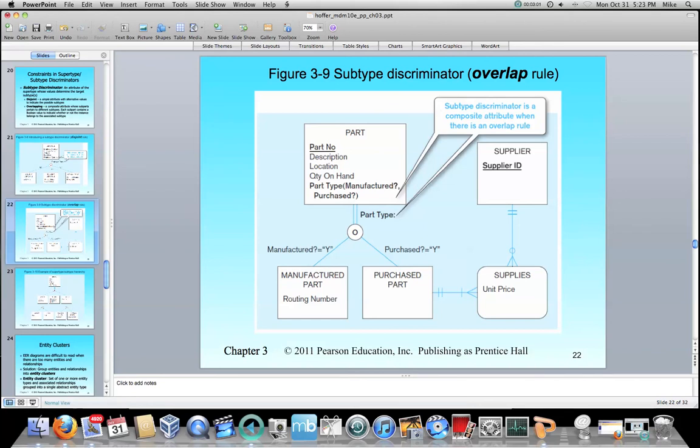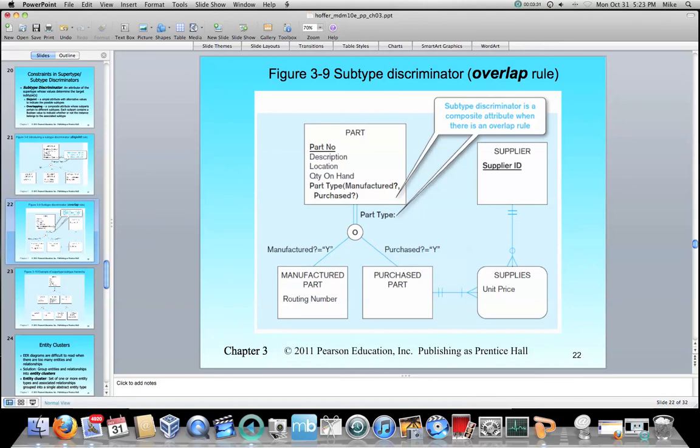So moving right along, we get to the overlap rule, which means that the supertype instance can be more than one subtype, right? So it can either be manufactured or purchased. In this case, we have a composite attribute of the supertype called part type. We're going to indicate whether it's manufactured or purchased, but it can be manufactured and purchased, right? So in this case, we're using a Boolean value for manufactured and purchased.